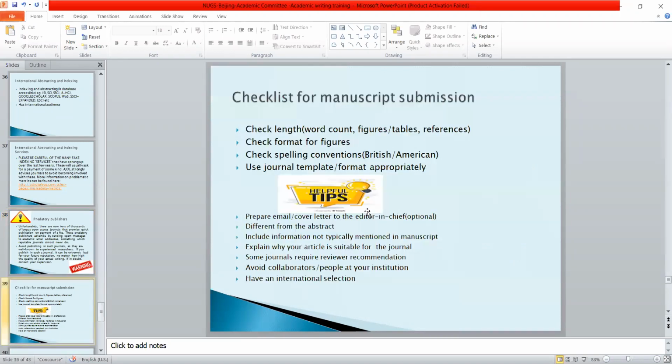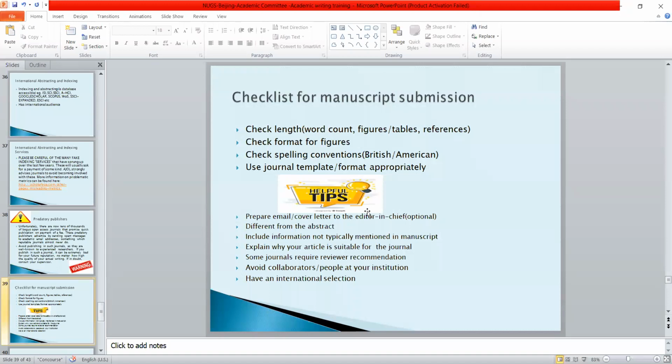Then, checklist for manuscript submission. If you want to submit your manuscript, what are the things that you must consider? You must consider the length. Most journals will give you the length. Most of the SSCI journals, 5,000, 6,000. Some will give you 8,000. The maximum I've seen around the SSCI journals is about 9,000. So the word count is very, very important. If you don't check your word count and send it, it will be unsubmitted. Then the figures, the tables and references, we must look at all these things.